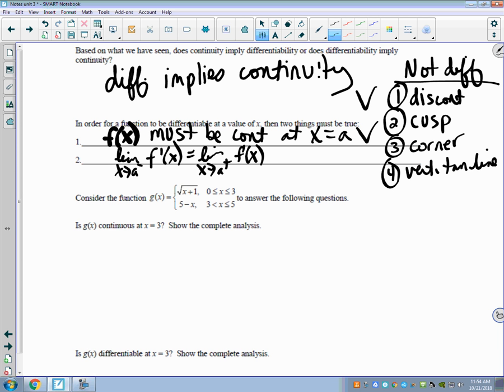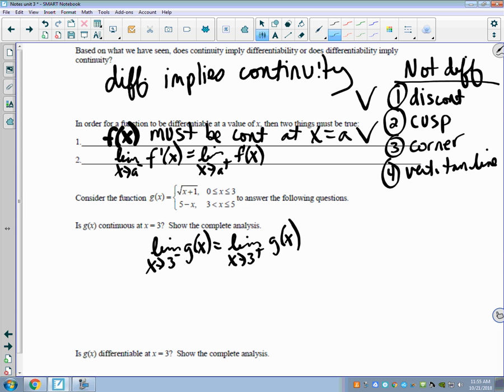Okay, so it says consider the function g of x, another piecewise function. Is it continuous? We did this way back in the very first unit. We just want to check that it meets up at 3. So basically, we're checking that the limit as x approaches 3 from the left of g of x equals the limit as x approaches 3 from the right of g of x.